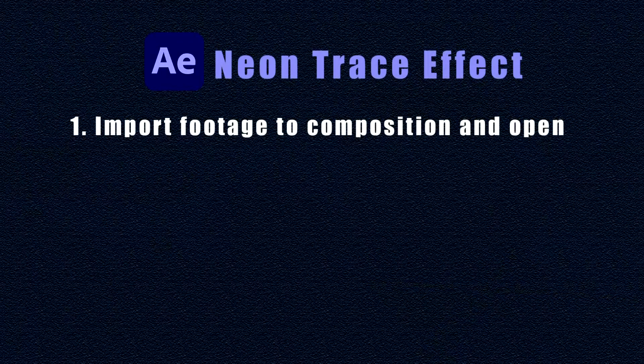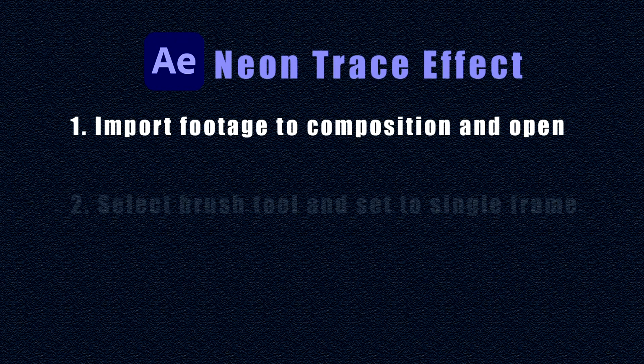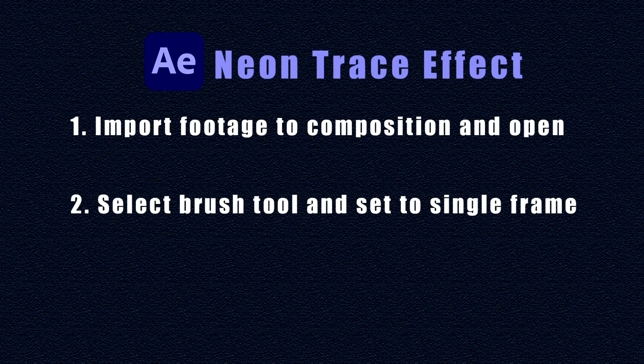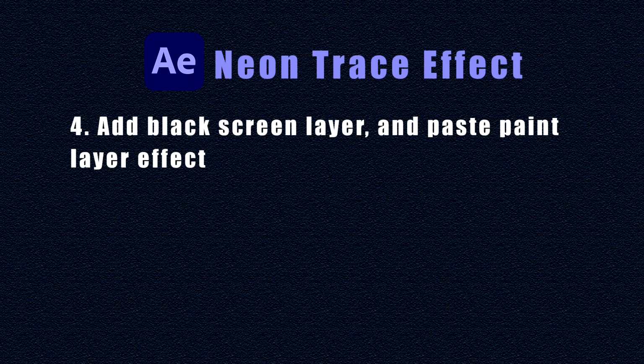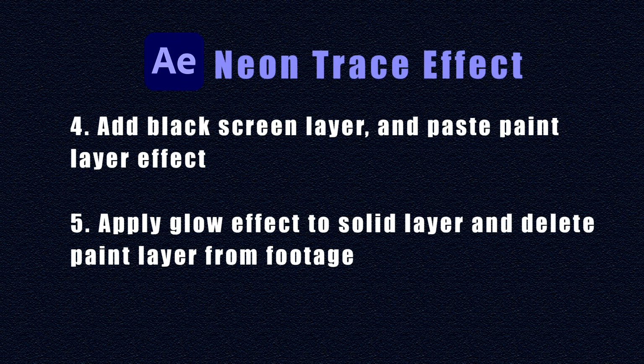To recap, bring in your footage into After Effects and open it within the composition. Select your brush tool and make sure your duration is set to single frame. Then, use the brush tool to draw what you want for each frame. When you're finished, add a new black solid layer, copy and paste your paint effect, and set to screen. Apply the glow effect to your shape layer and delete the paint effect from your footage. Export and you're done. And that's how you make the dynamic neon outline effect.